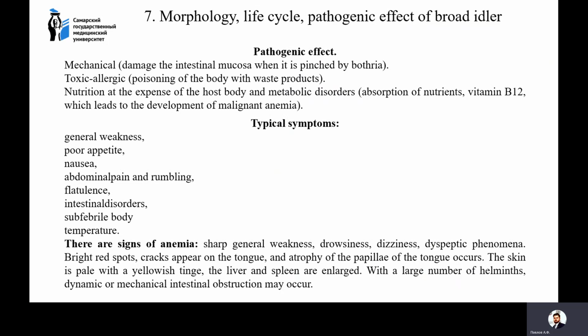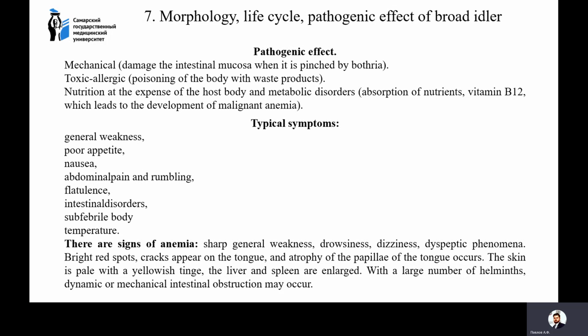Typical symptoms: general weakness, poor appetite, nausea, abdominal pain and rumbling, flatulence, intestinal disorders, subfebrile body temperature. There are signs of anemia: sharp general weakness, drowsiness, dizziness, dyspeptic phenomena.